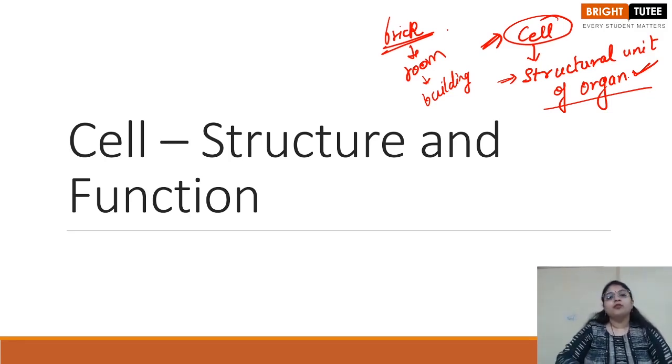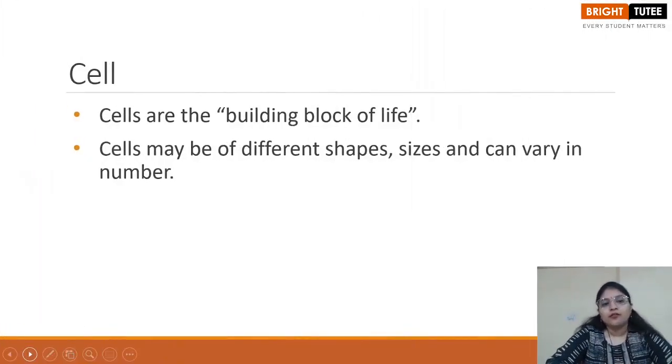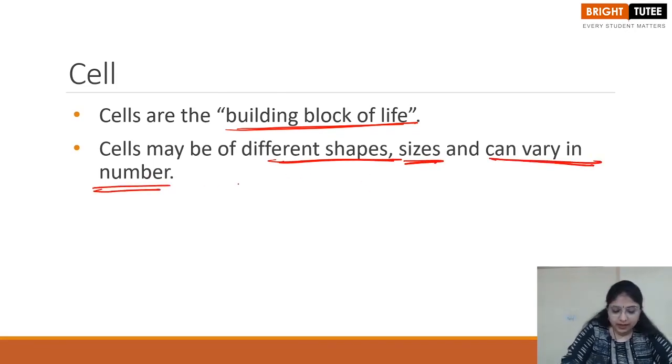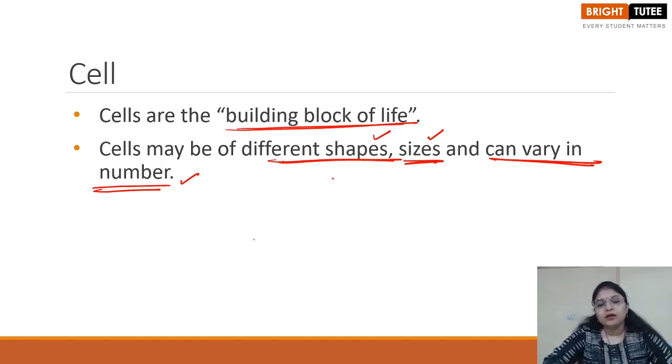Now, before we move on any further and study the cell and its structure and function, let's talk about the discovery of the cell, right? Cells are the basic building blocks of life. Cells may be of different shapes, sizes, and can vary in number, right? That means within an organism, they can be of different shapes and sizes, and they can vary in number. In one organism there might be a different number of cells, whereas in different organisms there may also be different numbers of cells.